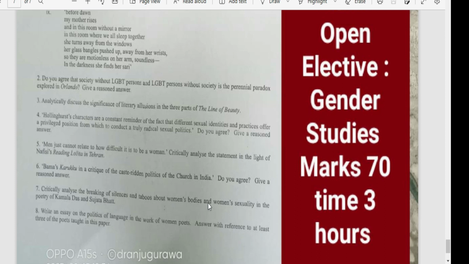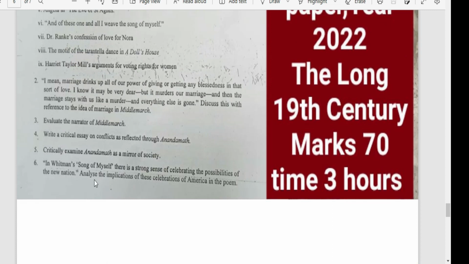Bama's Karukku is a critique of the caste-ridden politics of the church in India. Do you agree? Give a reasoned answer. Critically analyze the breaking of silence and taboos about women's bodies and women's sexuality in the poetry of Kamala Das and Sujata Bhatt. Write an essay on the politics of language in the work of women poets, with a reference to at least three of the poets taught in this paper.